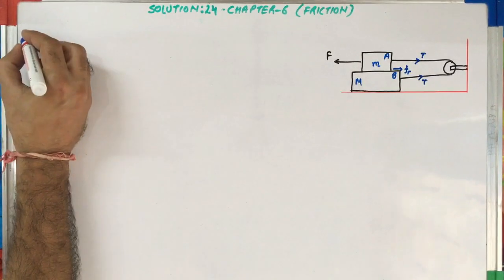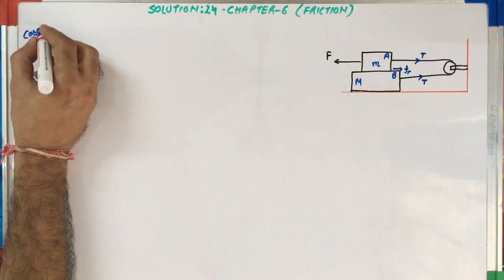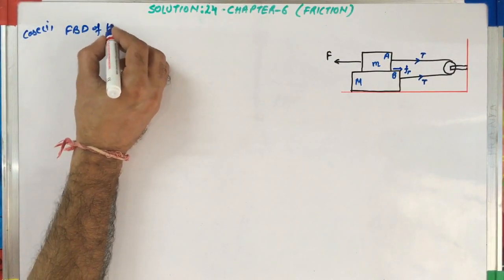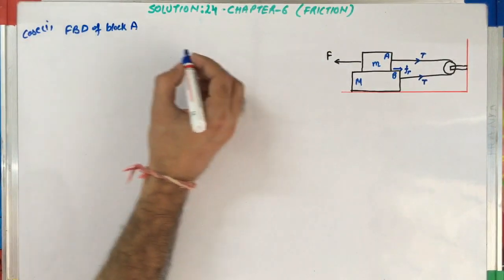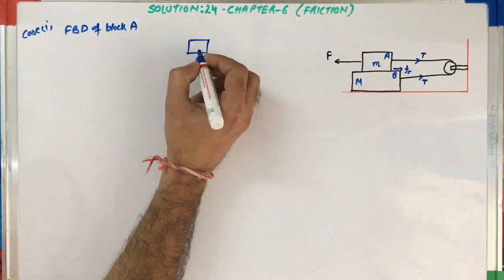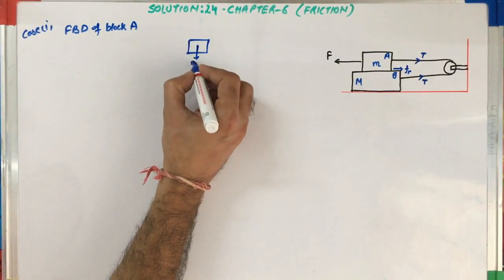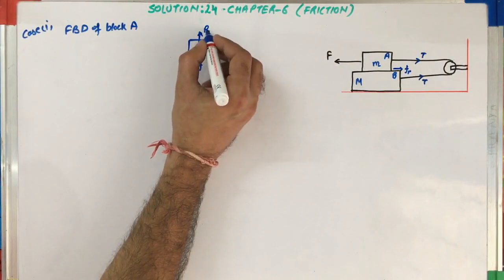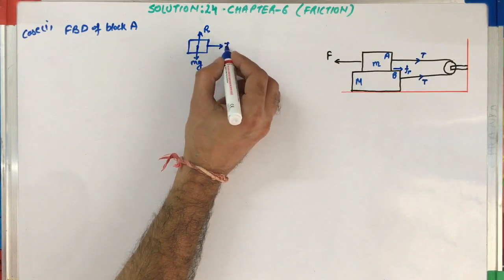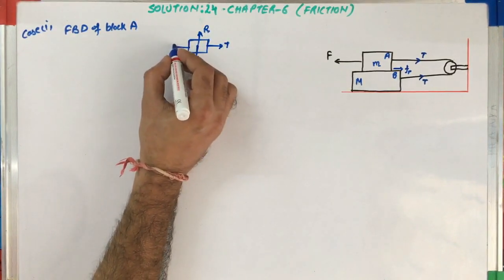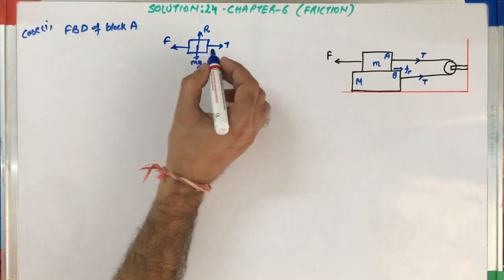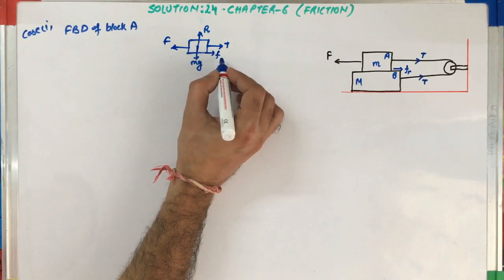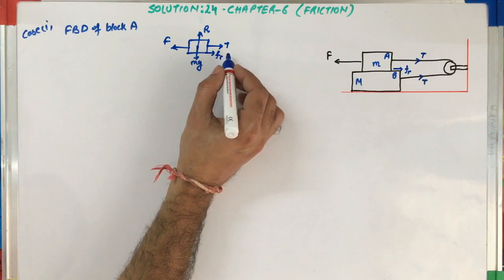Okay, so for case 1, the FBD of block A. So this is the block A. The mg force will act downward. The reaction force is in the upward direction. The tension T in the string is in the right hand direction. The force F is applied in the left hand direction. This block will try to move in the left hand direction, so there will be a frictional force Fr in the right hand direction.